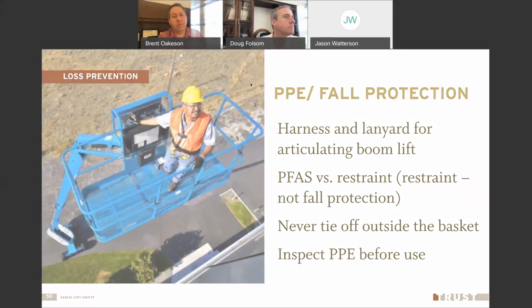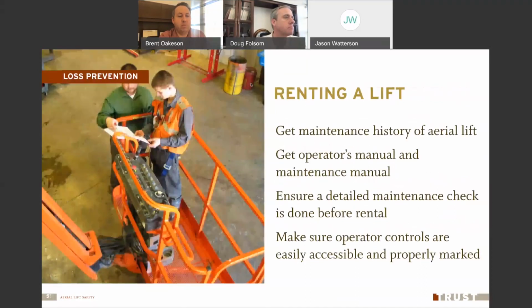A lot of people will rent a lift from a vendor. Some people don't have their own lifts, or they borrow one, or they get one for just a few days to do a certain project. And so with that, there's a couple things you want to look for when you rent a lift.